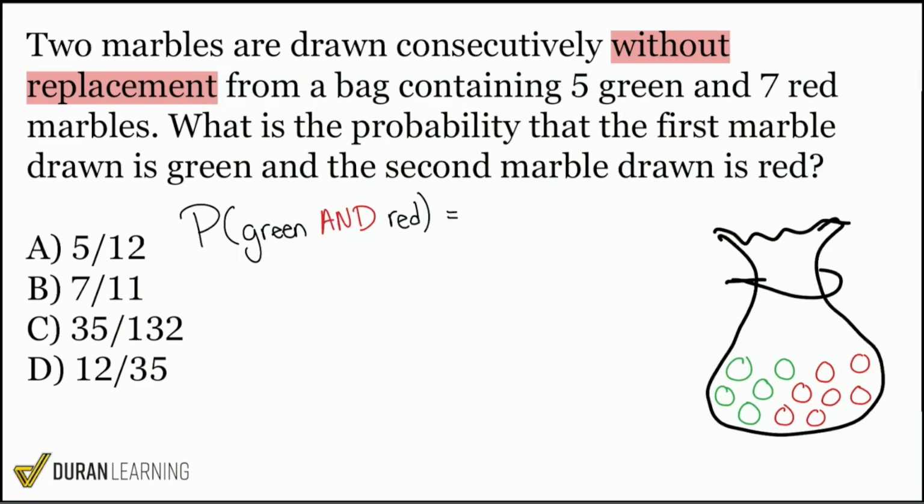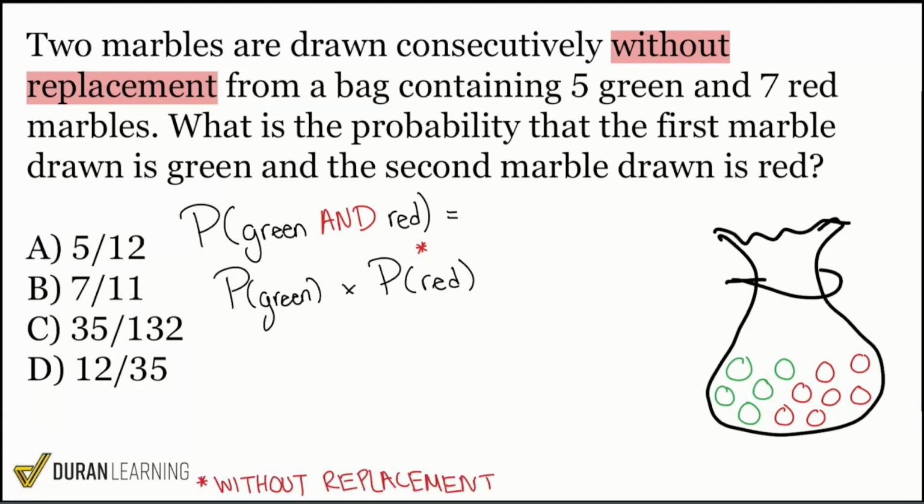We have got to keep that in consideration because the word "and" is going to tell us to take the probability of green and then multiply it with the probability of getting red. But again, it's without replacement. Let me put an asterisk there. It's going to be without replacement. Just like that. So let's get into it here.